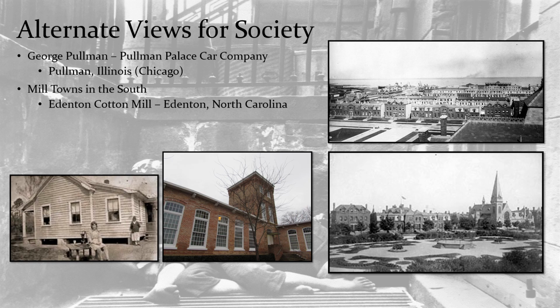Mill towns in the South kind of borrow this model. An example is Edenton, North Carolina, the Edenton Cotton Mill, where you had the cotton mill operating, and all of the workers would live around it. The mill would actually build homes, and you would go to the store. The store would have all the goods that you would need, and you would buy things on credit. So when you got paid, they would subtract your bill from your paycheck, and that's what you would get from the mill in terms of your paycheck.